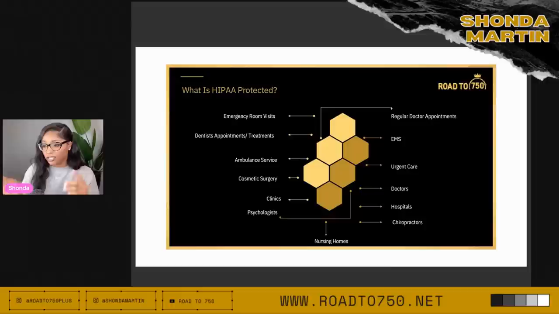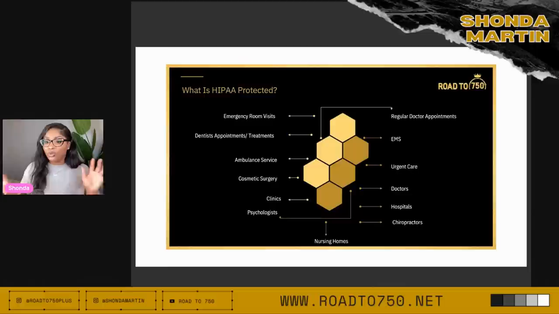So if you go to the doctor, they can't just give your information to anyone, even if they are your family. If you're 18, they can't even give it to your parents without getting your okay first. Obviously depending on what is going on, but it's just protection of your information. That's all HIPAA is, that's all it's there for, to protect your medical information. So how does that tie into collection accounts, you may ask? Well, I'll tell you.